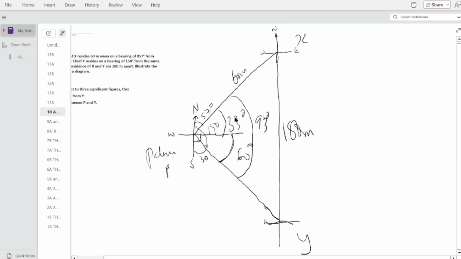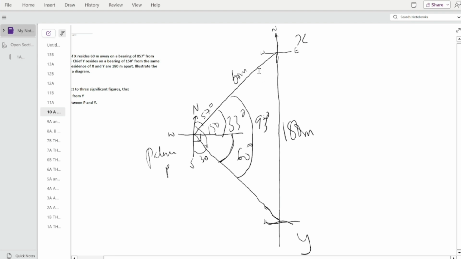So we've actually illustrated this in a diagram, and with our diagram we can start solving. We've certainly gotten that this big angle is 93 degrees, but since we're not sure y is directly south of x, we can't actually say this is 57. But we've gotten this angle to be 93. We have this side, we have 60 meters on this side, we have 180 on this side. We can use that to find these two angles.